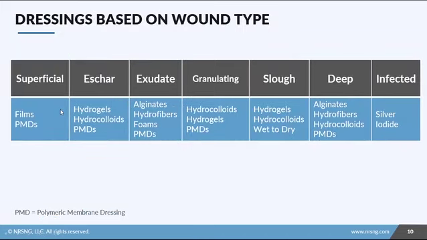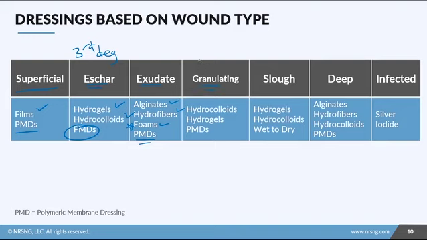So really quickly, just to summarize what types of wounds require what types of dressings, let's go through 7 of the most common types of wound characteristics. For superficial wounds, we like simple films and PMDs. Remember, our jack of all trades. For wounds with eschar, which is like thick dead tissue, kind of like a 3rd-degree burn, we're going to look at hydrogels, hydrocolloids, and ta-da, PMDs. For wounds with lots of drainage, we're going to look at alginates, hydrofibers, foams, and PMDs. Just remember with foams, sometimes it may not be appropriate, so make sure that you're evaluating that.